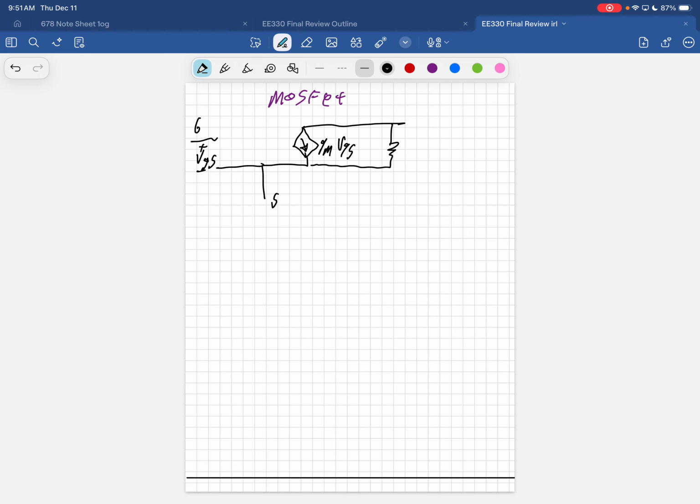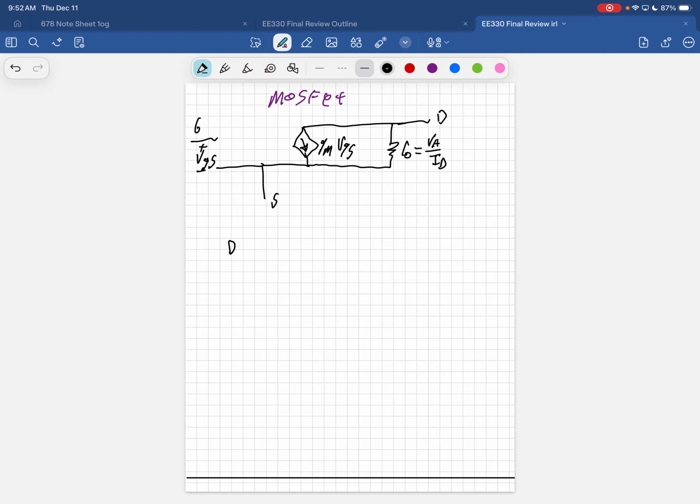And all of these are AC and DC together, right? Or are these the small signal? I believe these are all for small signal. When you're finding DC, you don't use these models. Yeah, that's true. If I'm not mistaken, they're literally called the small signal model. Yeah.